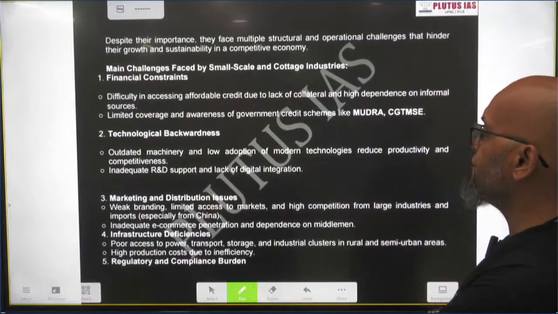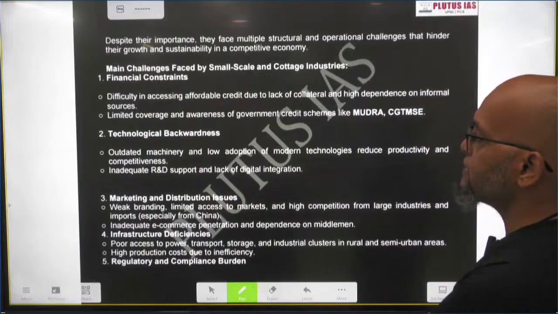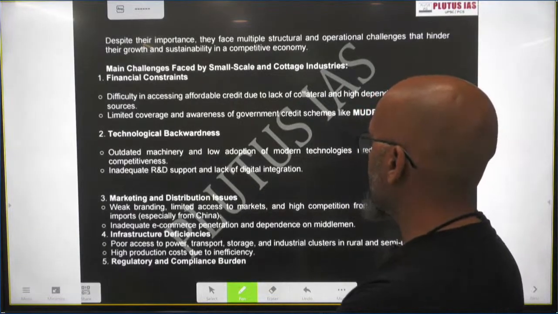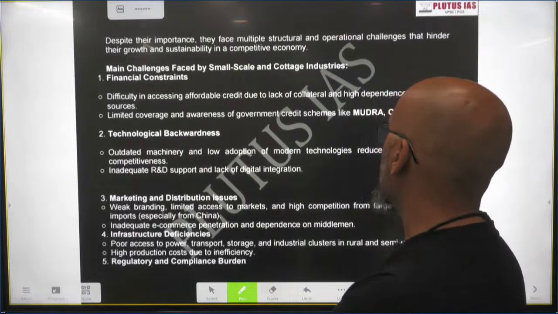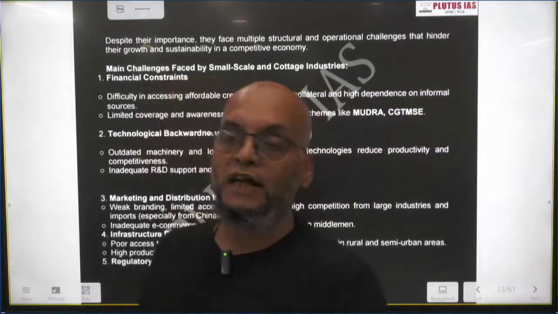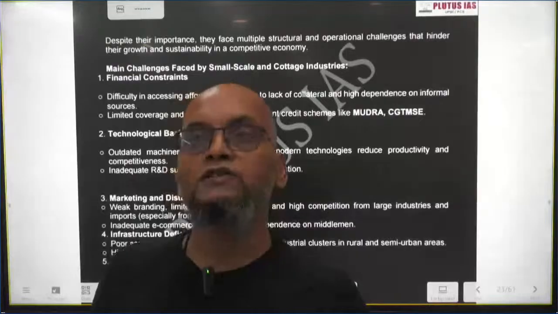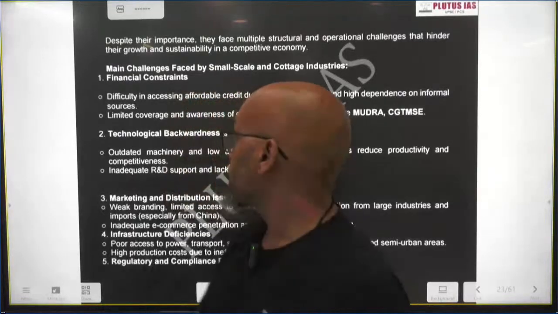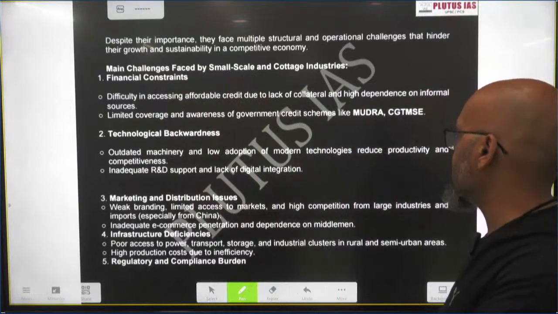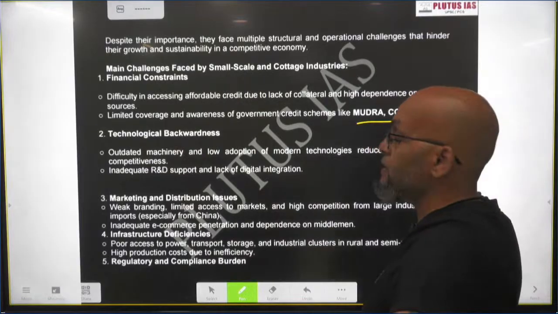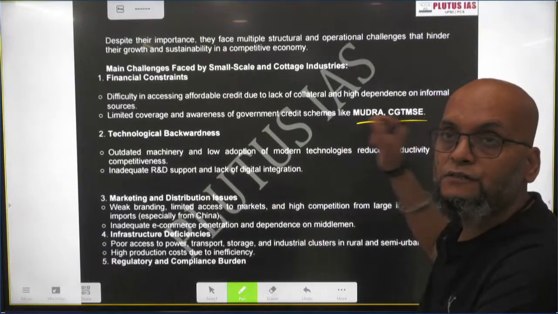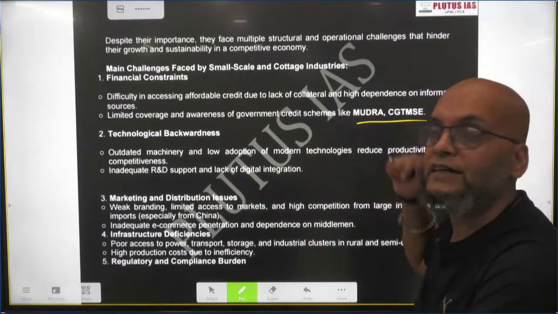Main challenges faced by small scale and cottage industries: number one is financial constraint. So difficulty in accessing affordable credit due to lack of collateral and high dependence on informal sources. These small industries do not have collateral to seek high loans from banks. That is a problem. Second, limited coverage and awareness of government credit schemes like Mudra and CGTMSE. They do not have access to these schemes which are being launched by the government. They don't have that much information about these schemes, so they are not benefited by it.